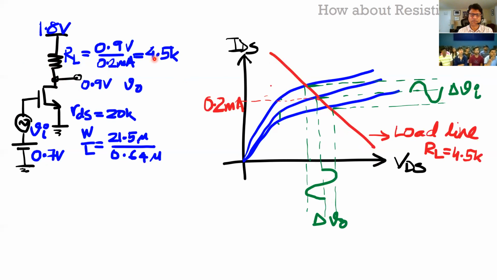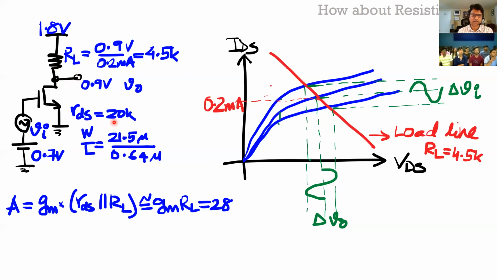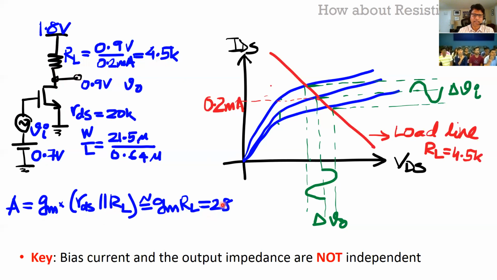As you can see, this is about 4.5K and this is 20K. So this sets my gain, which is a lot lower than RDS. If you do the self-gain calculation again, gm times RDS like before, now it's gm times RDS in parallel with RL, which is almost equal to RL because it's 4.5K. So instead of a gain of 35, now we're getting a gain of 28. That's the key point. Sometimes for really fast devices we actually use resistors, but for most circuits we use a current source.